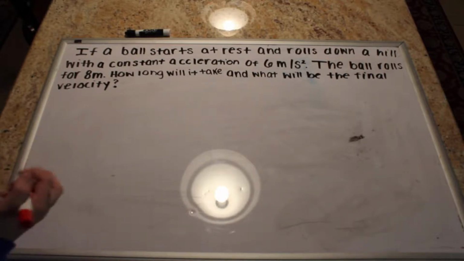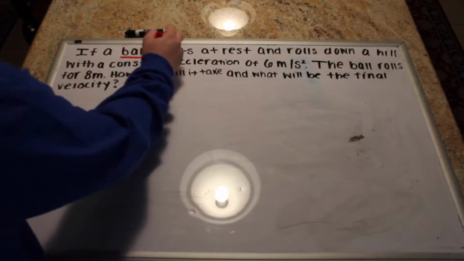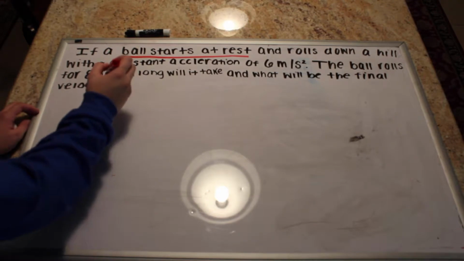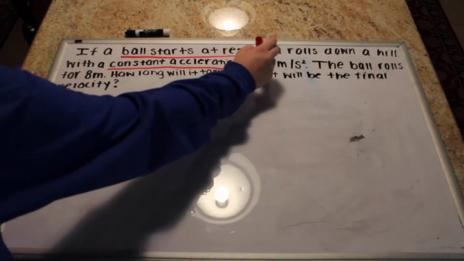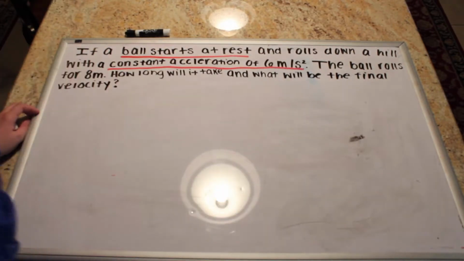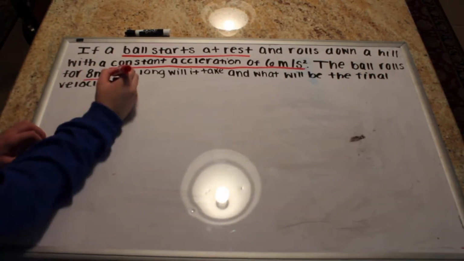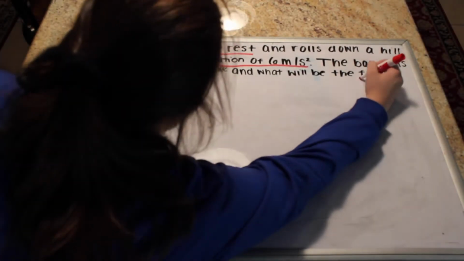We're going to underline some important things, including the ball starts at rest. It has a constant acceleration of 6 meters per second squared. The ball rolls for 8 meters, and we're asking ourselves, how long will it take and what will be the final velocity?